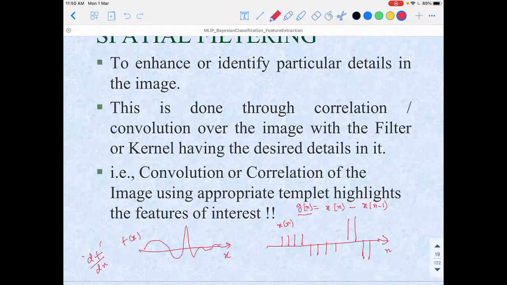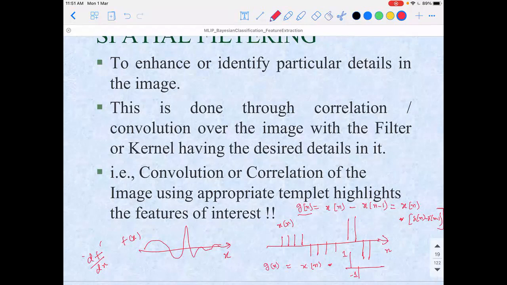Those who know signal processing will see this is equal to a convolution operation with delta of n minus delta of n minus 1. Correct or not? This is exactly the same as convolution, where x of n is the original signal that I am convolving with 1 and minus 1. If I convolve with this, what I am getting is the gradient signal g of n.